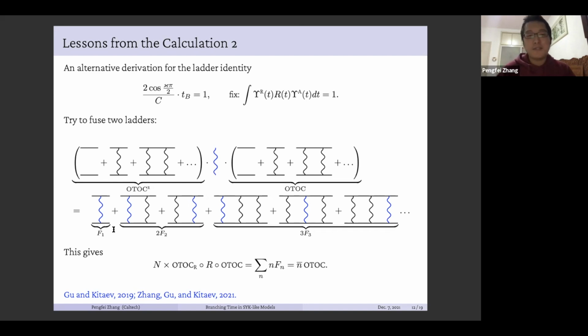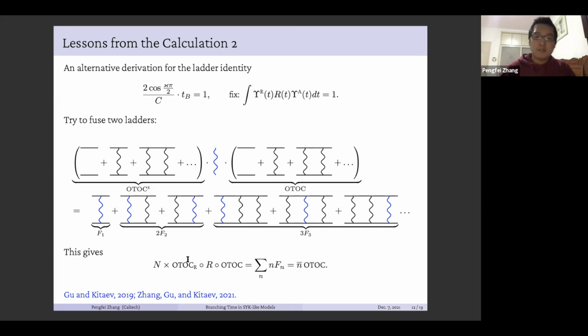So there will be a diagram with a single Wightman line, and that Wightman line will be just this blue Wightman line. There will also be some contribution with two Wightman lines. Then this blue Wightman line can either be the left one or the right-hand side one. As a result, there will be an additional factor of 2 for this F2 contribution. Similarly, for a general contribution proportional to Fn, there will be an additional factor of n.